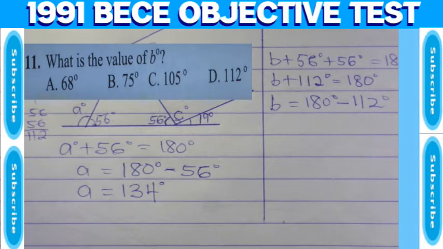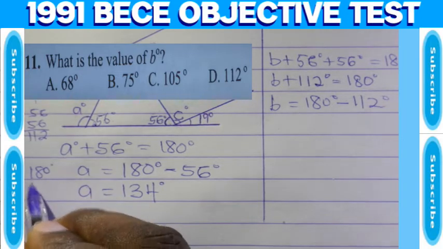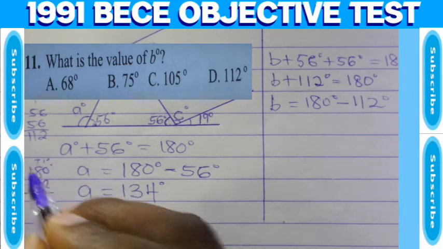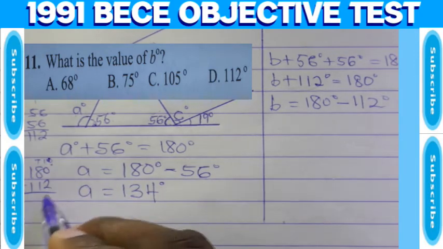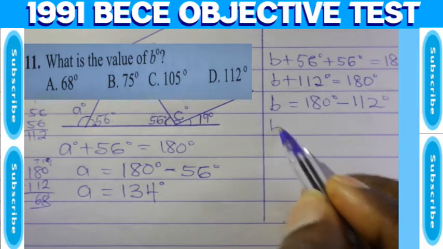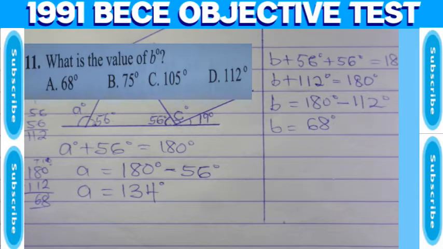All right, so we have 180 and then 112. Let's find the difference. We borrow, we have 10 here, 7 is left here. So 10 minus 2 is 8, 7 minus 1 is 6. So B is equal to 68 degrees. So that's the value of B over here.